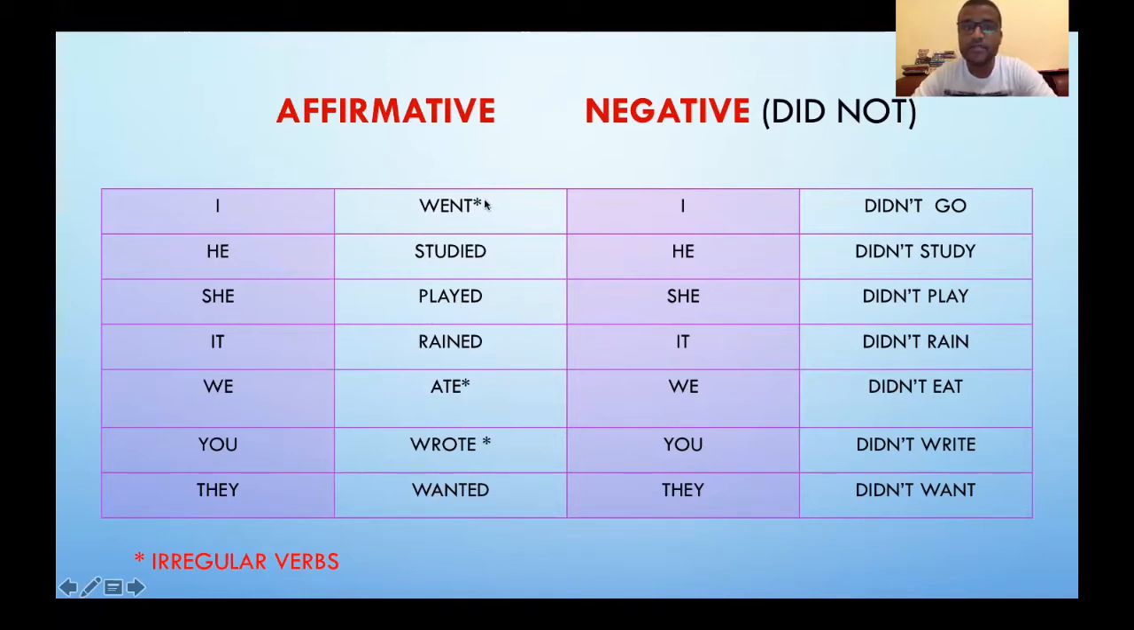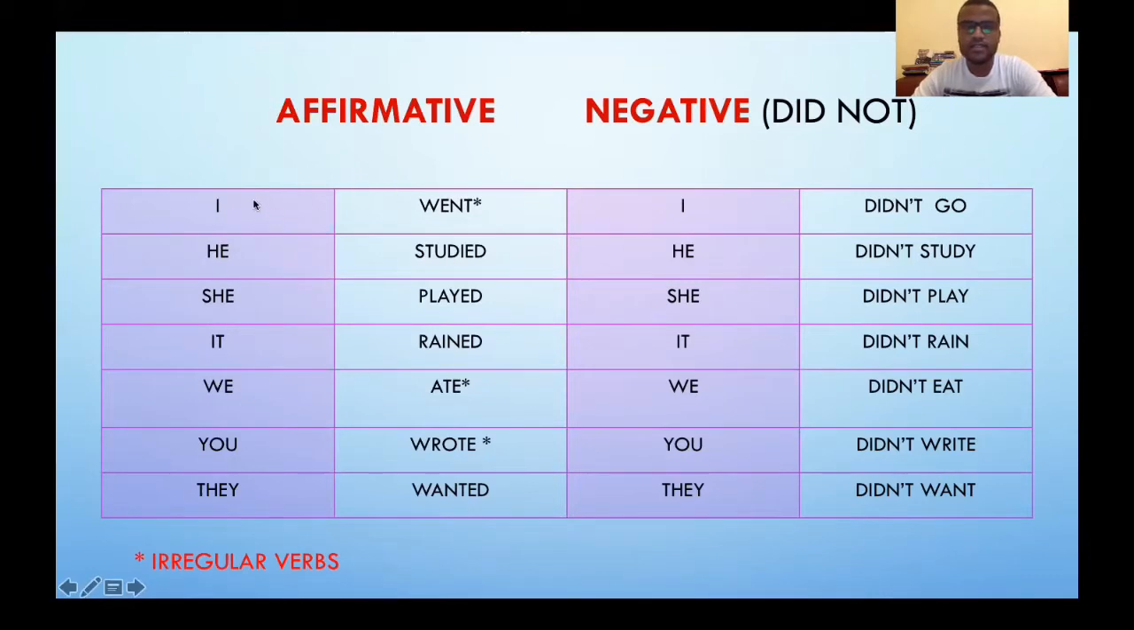But the verbs that we have here, like went, ate, and wrote, are irregular verbs. The verbs that take ed or d are regular. The other verbs are irregular. So in affirmative form, we can say I went. I went means the verb go in the past. I went yesterday to school. Then we have he studied.